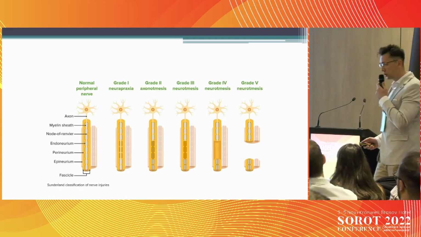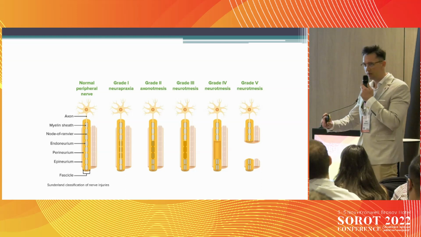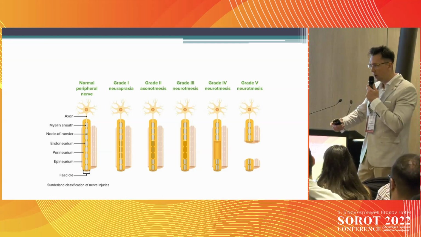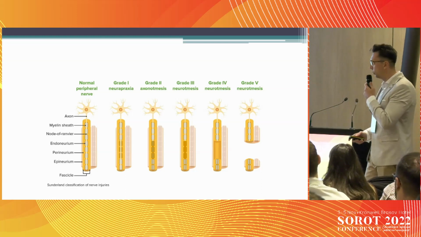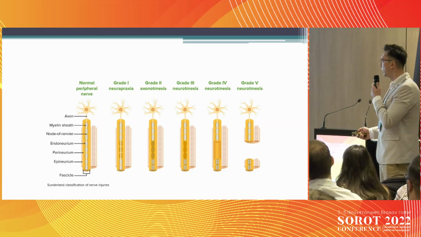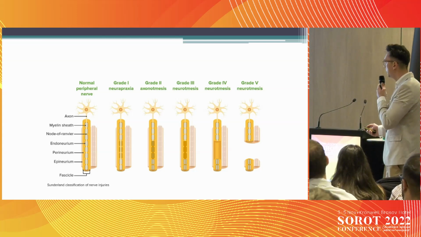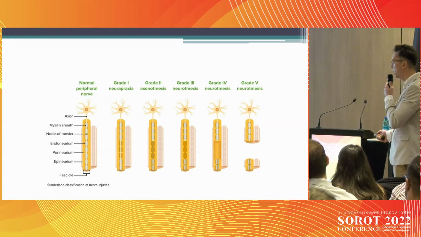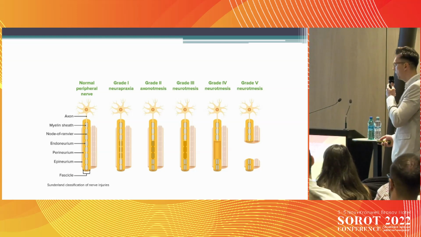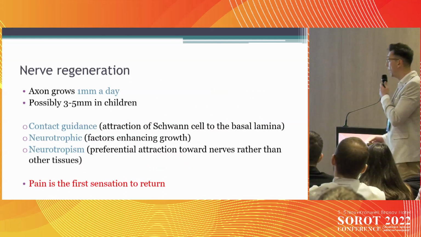Grade 2 is axonotmesis. In axonotmesis, we have damage in the neural fibers, but the surrounding shell, which we talked about before, is not injured. So we can expect the regeneration. And types 3, 4, and 5 are the types where we have injury of the shells, and we need surgical treatment.